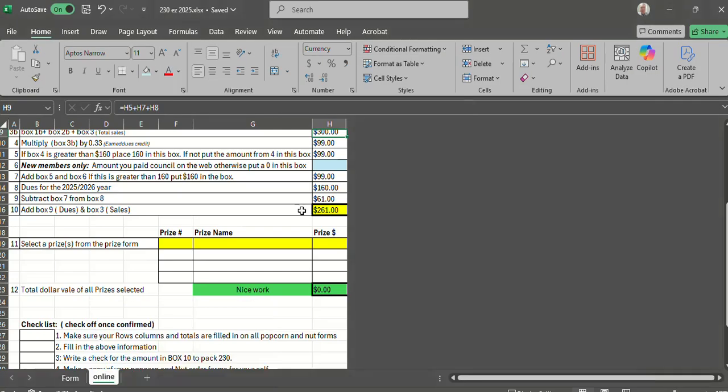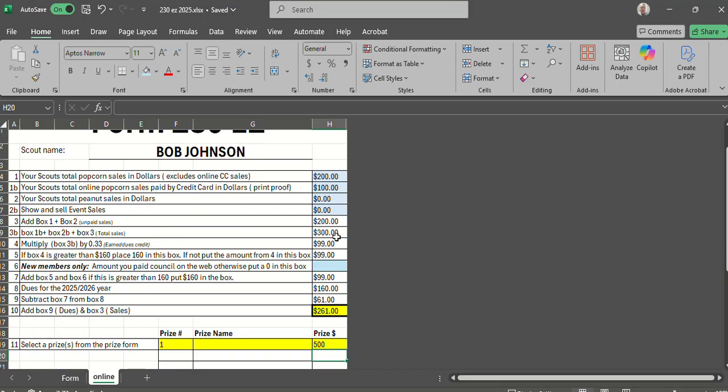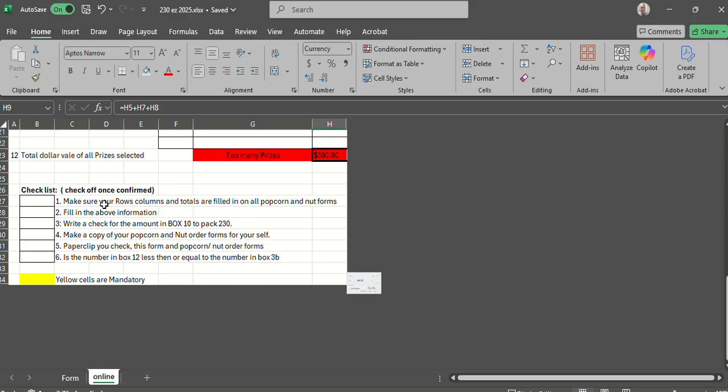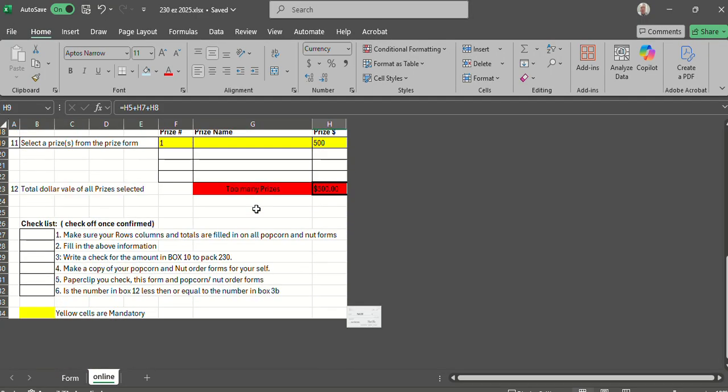All right. So you're going to put your prize number down here. Let's say 1 for $90. It says nice work because you were under the limit. If somehow you went over the limit, uh-oh, too many prizes. So just make sure you select prizes that total under whatever it is that you sold. And then there's just a checkbox here. Make sure that your rows and columns totals, which we talked about, add up, so there are no errors in the math in your form.